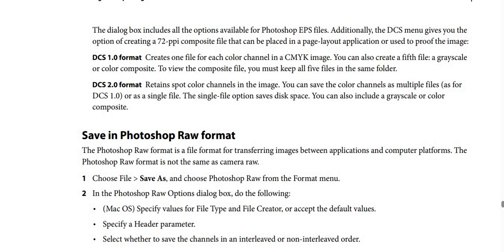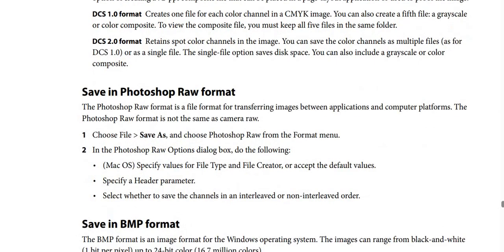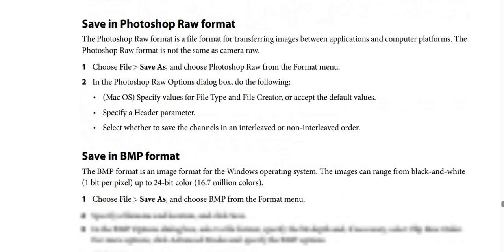We have steps again. Step number 1. Choose File firstly, then choose Save As and choose Photoshop RAW from the format menu. Step number 2. In the Photoshop RAW options dialog box, do one of the following. If you use macOS, specify values for file type and file creator, or accept the default values. After that, specify a header parameter. After that, select whether to save the channels in an interleaved or non-interleaved order.